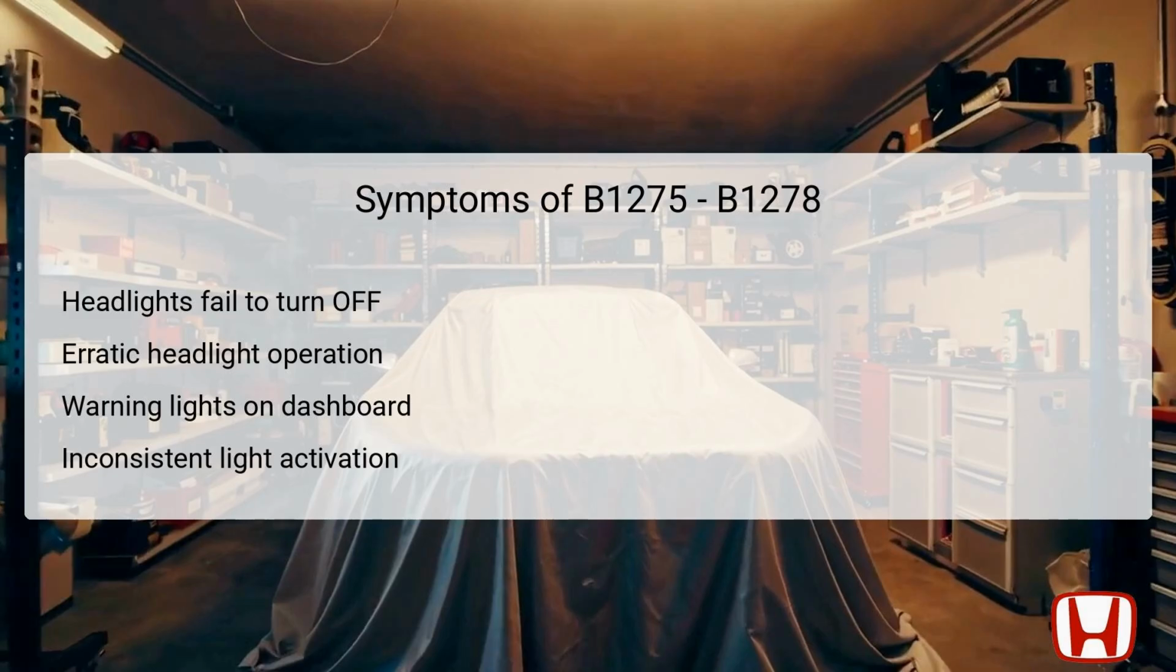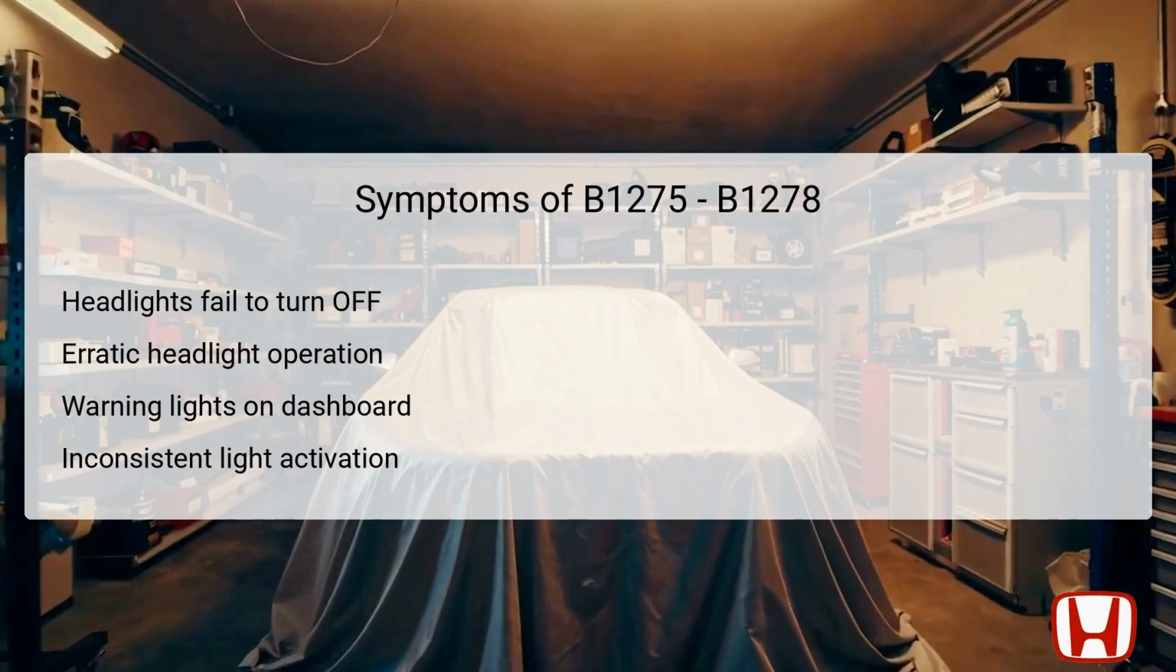Drivers may notice several symptoms when troubleshooting DTCs B1275 to B1278. A common issue is that the headlights may fail to turn off or exhibit erratic behavior, such as flickering or turning on and off unexpectedly. Such inconsistencies can pose risks, as proper visibility is impacted.